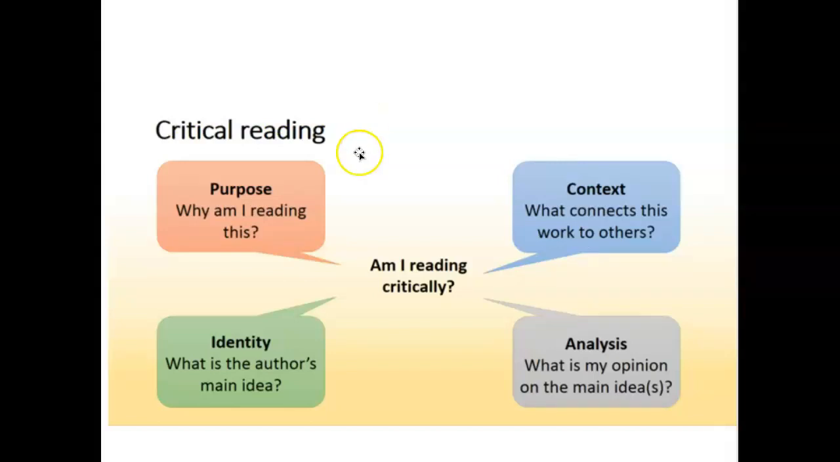Well, first of all, you're always asking yourself, why am I reading this? Why am I reading this? What do I want to get out of this? You want to identify the author's main ideas. You want to look at the context. Where was it written? Who wrote it? Who paid for the article? Who sponsored it, etc. And very importantly here on my right, analysis.